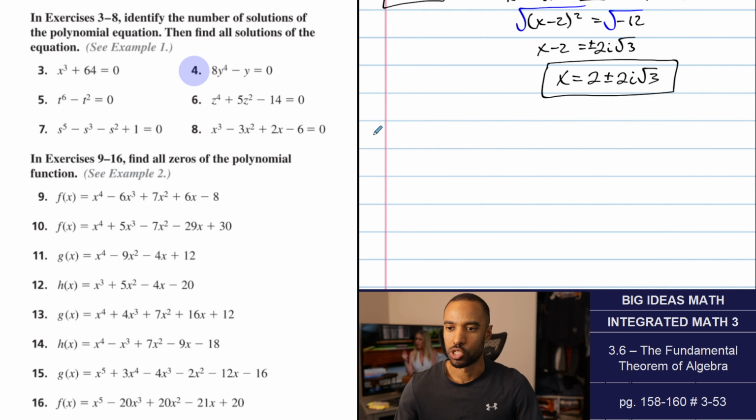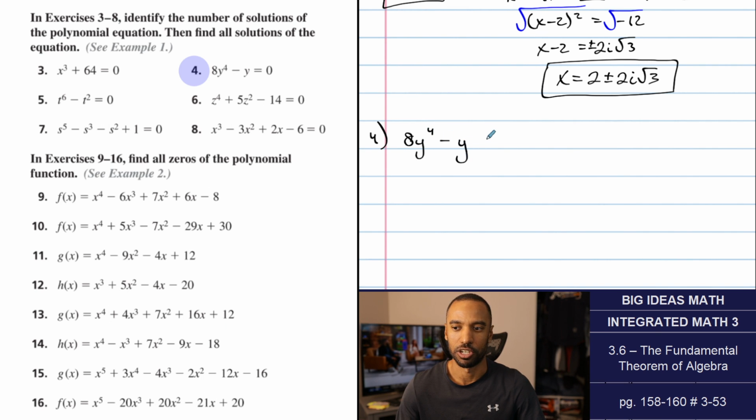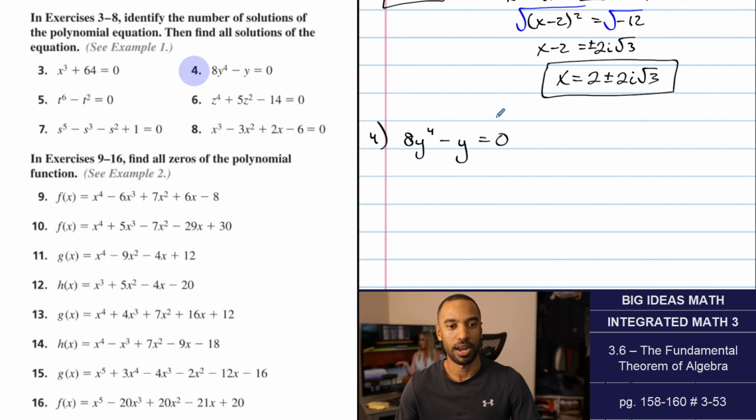8y to the 4th minus y equals 0. And I think the main thing that I want to bring up here is when in doubt, factor out. I don't know if I've ever said that phrase before. I say when in doubt, draw it out, but I've never done that. So, factor out. Don't divide. Don't do things like that early on.